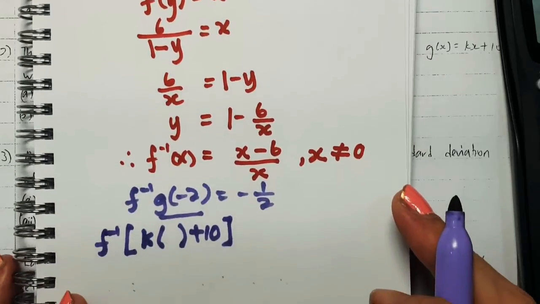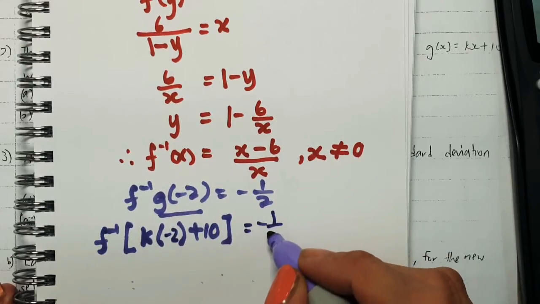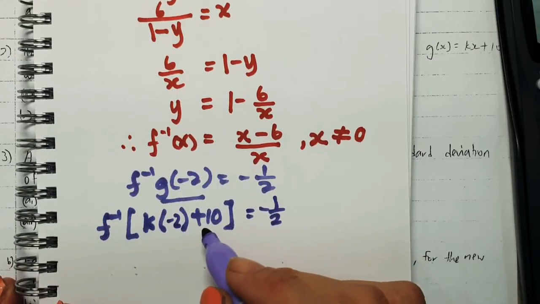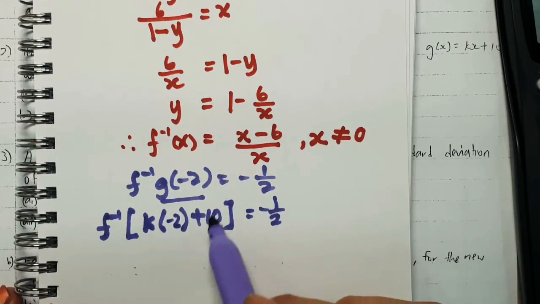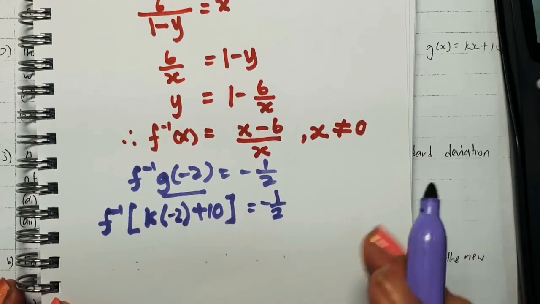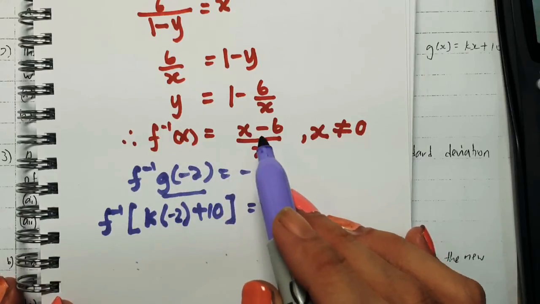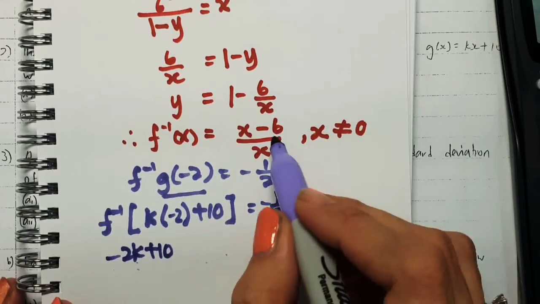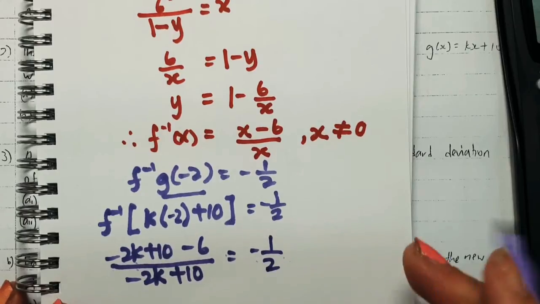And what is our object over here? It's negative 2. So let's put negative 2 here. And this side, nothing happens, so let's just copy. Next for this one, we will have negative 2k plus 10, correct? Now this one is the object for f inverse. So let's put this object into our f inverse. The f inverse says that whatever object we put in, we will have object minus 6, over the object. And what is our object? Negative 2k plus 10. We have to minus 6, and then over negative 2k plus 10 equals negative half.